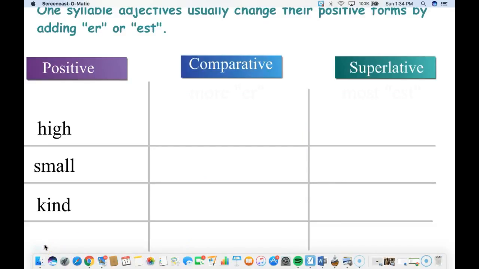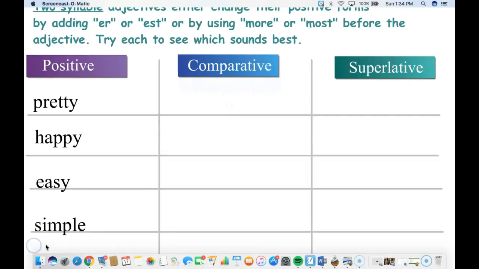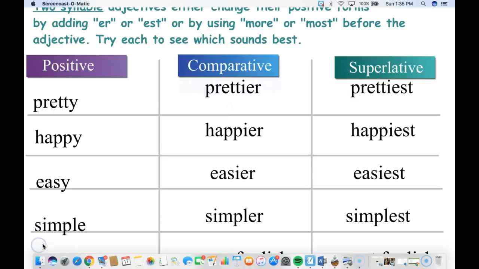One-syllable adjectives usually change their positive forms by adding ER or EST. So on your worksheet, go ahead and add ER or EST to these adjectives to change their form. Two-syllable adjectives either change their positive forms by adding ER or EST or by using the word more or most before the adjective. On your worksheet, pause the video first, and then fill out the chart. Now check your work by looking at the answers.